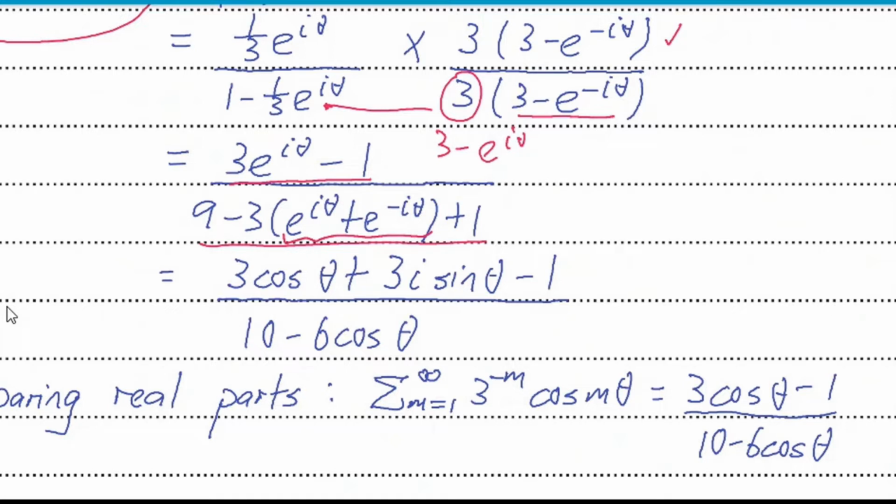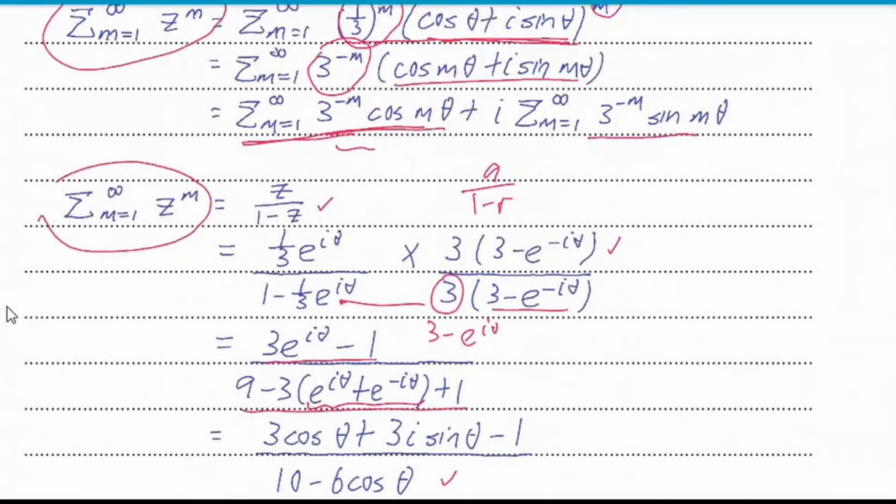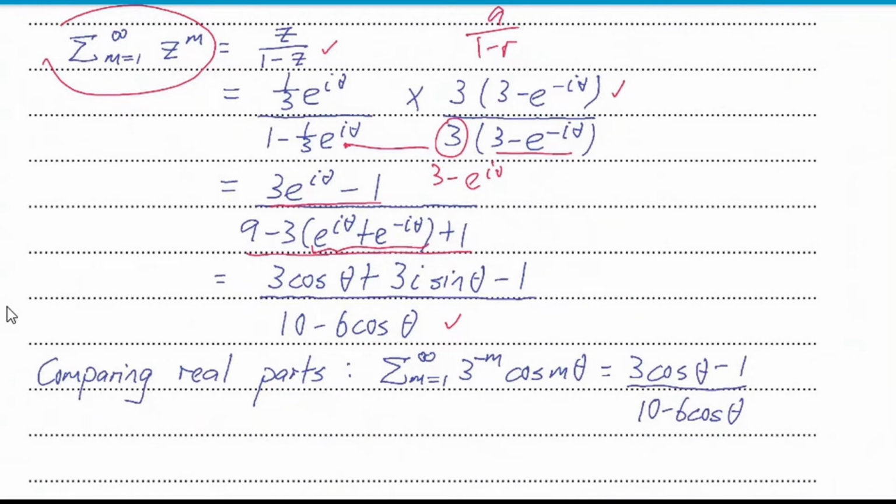So this e power i theta plus e power negative i theta is 2 cos theta. When we tidy up, this is what we get. So at last it's there already. At the bottom, we do not have any complex anymore. Now because we want to obtain the real part here, we expand everything and just compare the real part. Once we compare the real part, we can get the result that we want from there already.